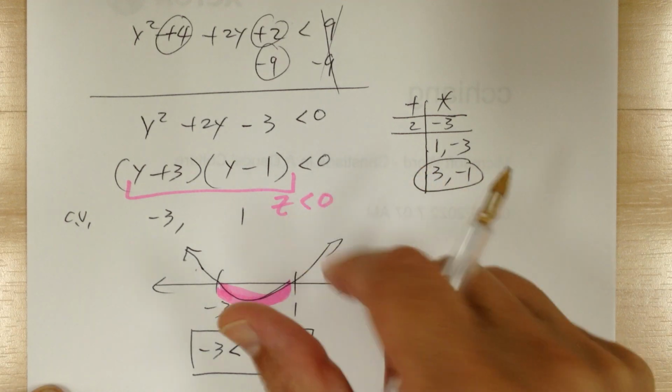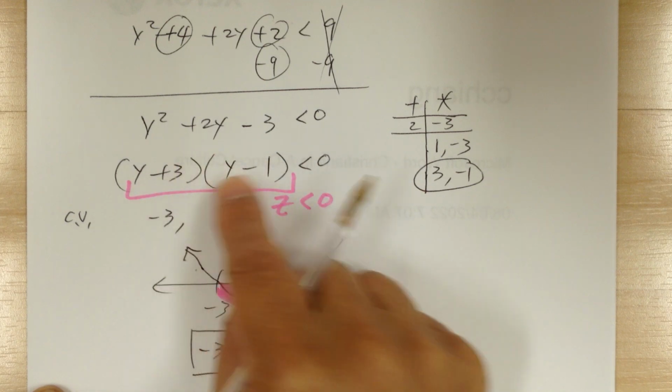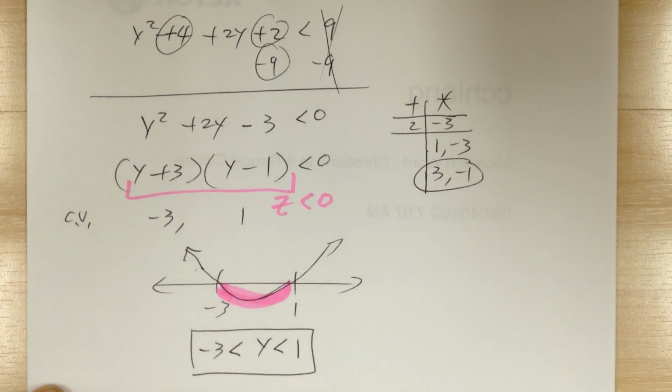Again, you have to switch to the function, so come up with a letter. You can use any letter. I'm going to use z. So z is a function of y, and it's less than 0, so it's down here.